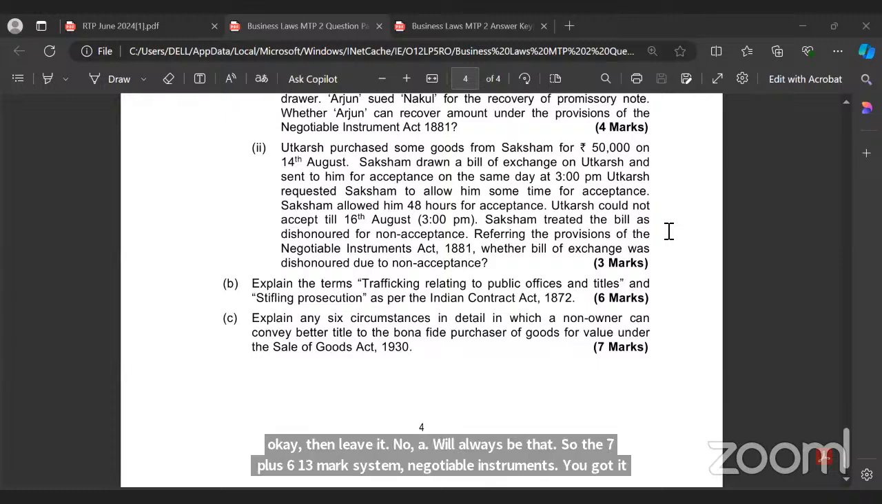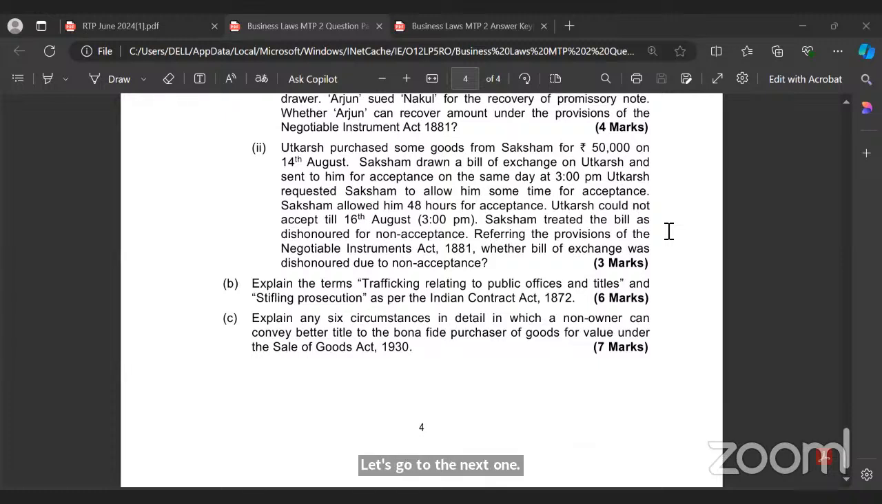B. Explain the terms trafficking relating to public offices and titles and stifling prosecution as per the Indian Contract Act 1872, 6 marks. So you know what is trafficking in public office? When one person pays some money to another person to vacate an office or to obtain an office. Like for example, amount paid to get recruitment into the Indian police.